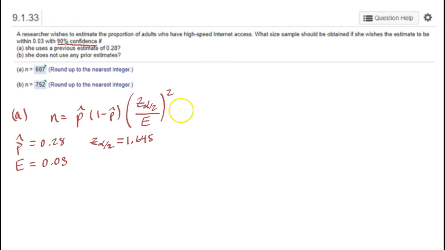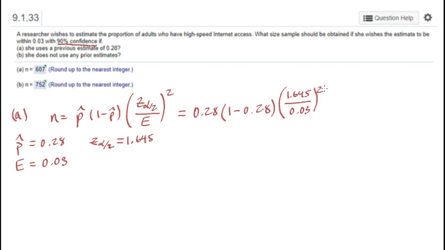Okay, and now we can start plugging things in. So this is equal to 0.28 P hat, 1 minus 0.28. And Z alpha over 2 is 1.645. And over E. E is 0.03. Then we want to square that. Okay, so that's the calculation.